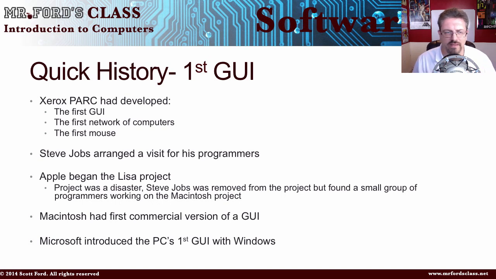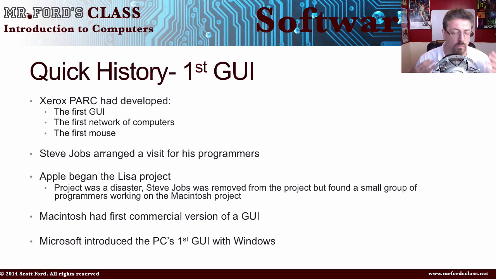GUI, graphic user interface. A lot of people think that the first GUI was created by Apple. Wrong. The first graphic user interface was created by a company called Xerox. You might have heard of them. You know, the copy people? Well, Xerox had a think group called Xerox PARC. And Xerox PARC was supposed to be the brain trust that was to guide Xerox into the future of technology.